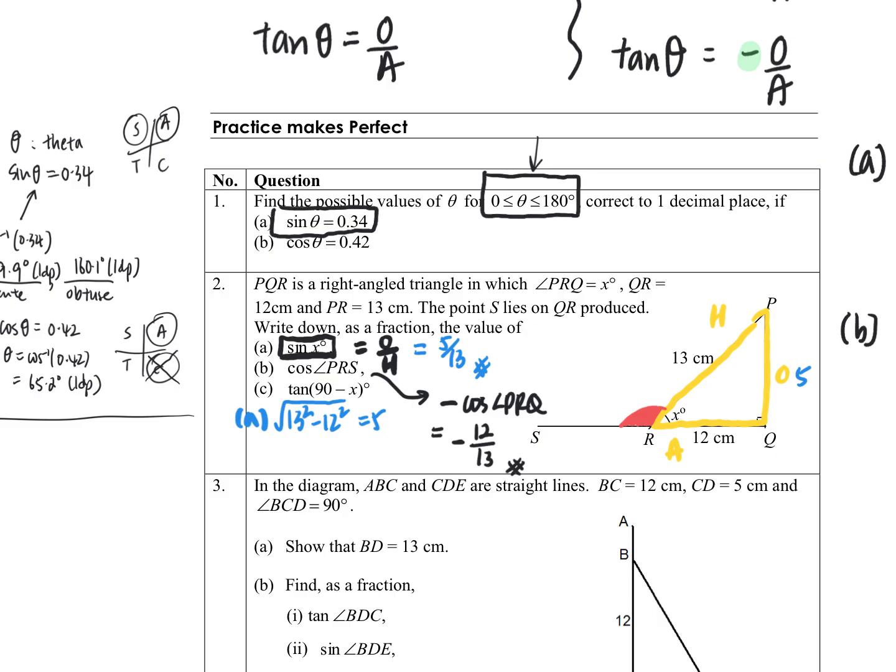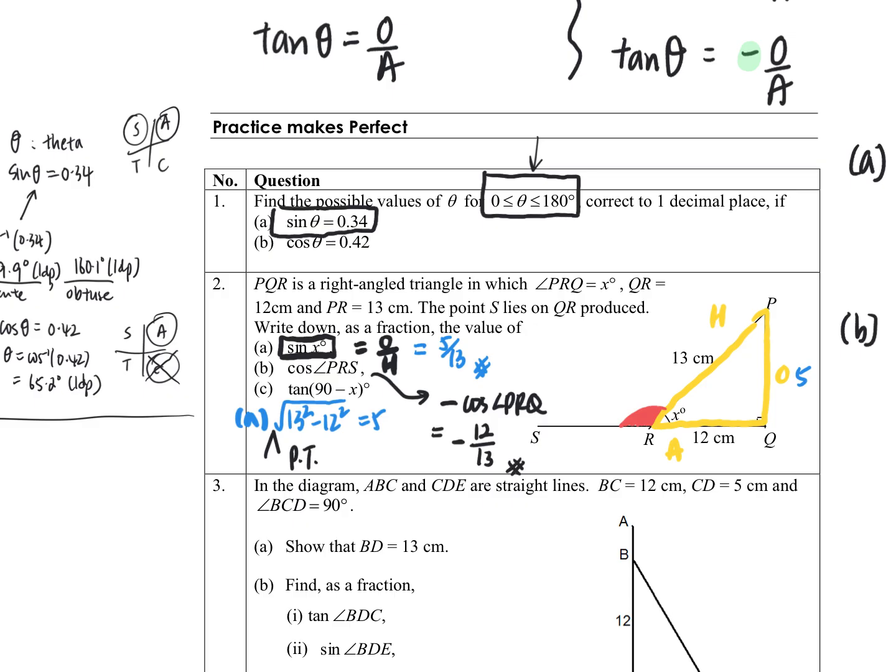Because in that quadrant, my A value has changed to a negative one. So the ratio changed. Just that when we are drawing here, we cannot reflect the negative. Yes. How do you get the opposite? By Pythagoras theorem. Yeah, Pythagoras theorem.